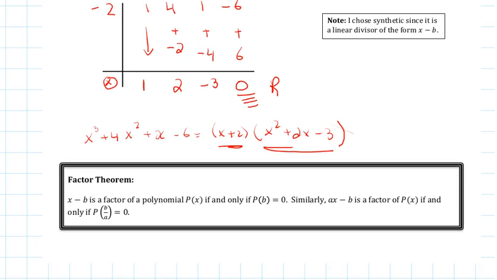Along with the remainder theorem, we're going to talk about the factor theorem. The factor theorem says x minus b is a factor of the polynomial p of x if and only if p of b is equal to 0. So if when you do the remainder theorem you end up with a 0, then you know it's a factor. Similarly, if you have ax minus b, it's a factor if p at b over a is equal to 0. Remember that you're going to bring the b over, divide by a.